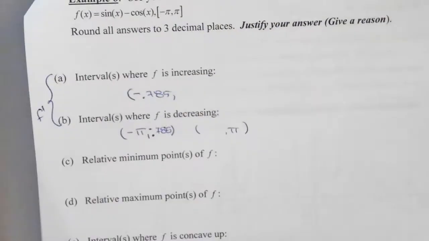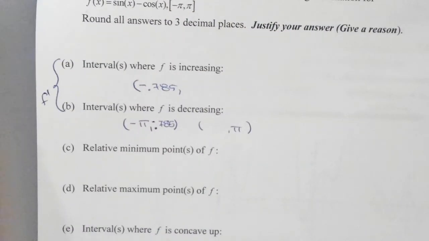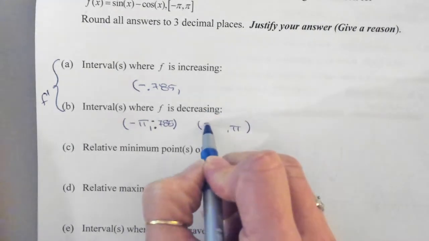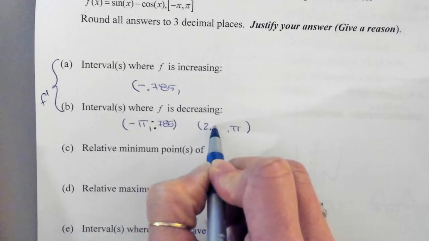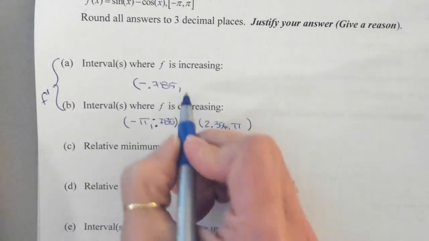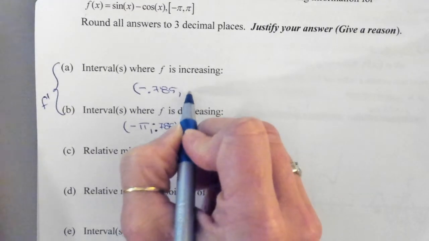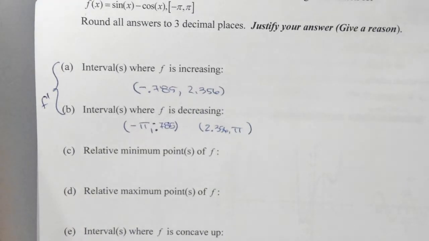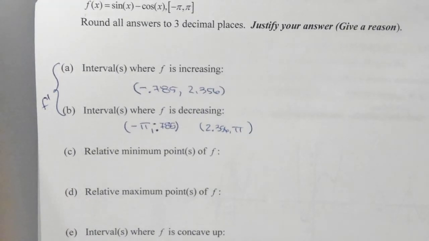2.356. Where does it go? To the x value of the second decrease curve. Yep. 2 point, what did I say? 356. And what else? Yes, right here. 2.356. Done. Are we good? Yes, no?